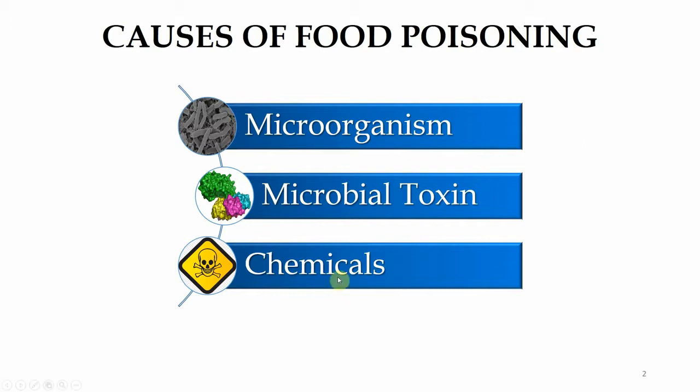The third will be chemical contamination in food. Chemical contamination can be from the environment, industrial waste, pesticide, or food additive. Biological contamination is the most frequent cause of outbreaks.